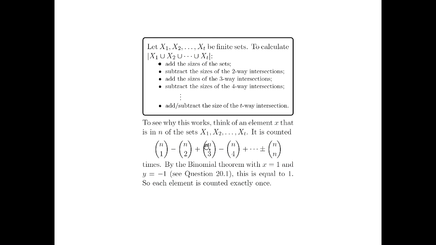And then it's going to be added n choose 3 times in the 3-way intersections and subtracted n choose 4 times in the 4-way intersections, and so on, up to added or subtracted n choose n times. And this is an alternating sum along the row of Pascal's triangle, except it's missing the very first term. And so if you go back to what we were saying about the alternating sums being 0, except this one is missing what would be effectively a -1, it turns out this is going to equal 1, and so overall we have counted this once.